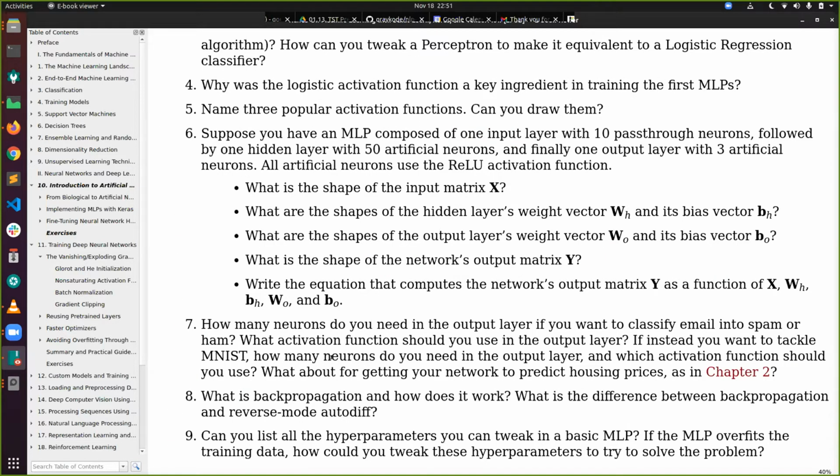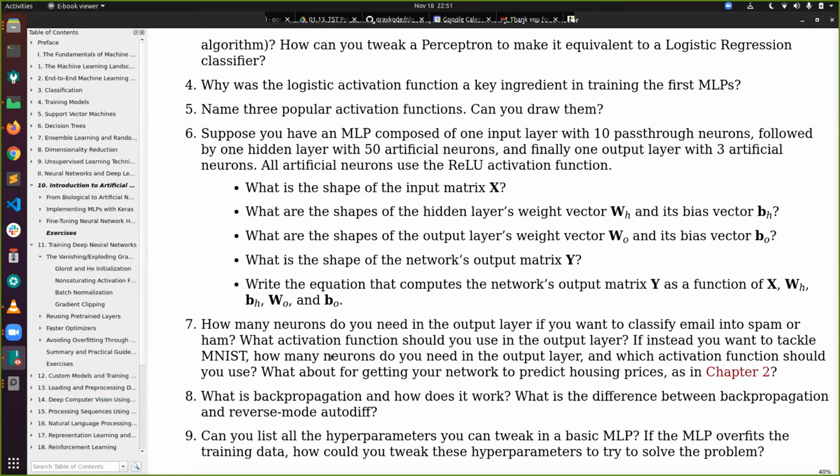So let me see what it says here. Okay, the hyperparameters are the number of hidden layers, number of neurons in each hidden layer, the activation function, and in the output layer. In general, the ReLU activation function is a good default. In general, you want the logistic function for binary.